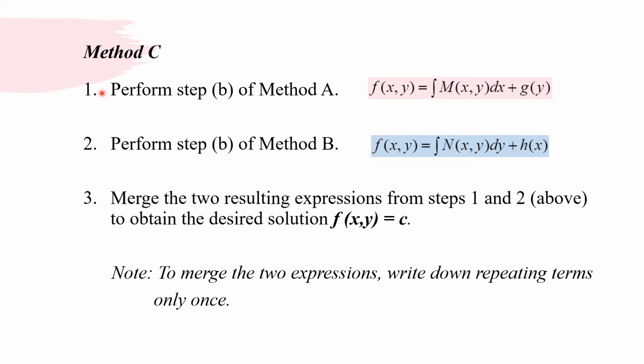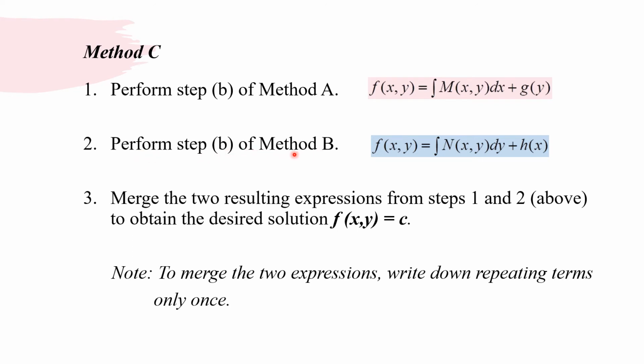In this presentation, I'm going to focus only on method C. There are several steps that we need to execute in order to perform this method C. The first step is to perform step B of method A, which is find f of x, y by evaluating the integration of m with respect to x. And the result will be added with a constant in terms of y, call it g of y.